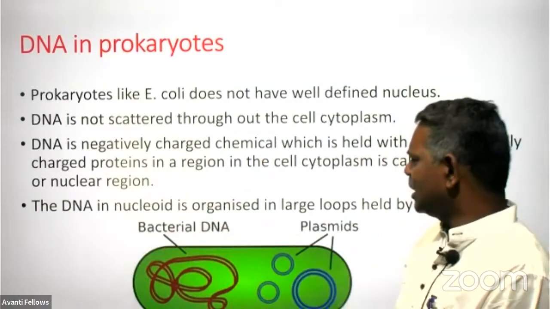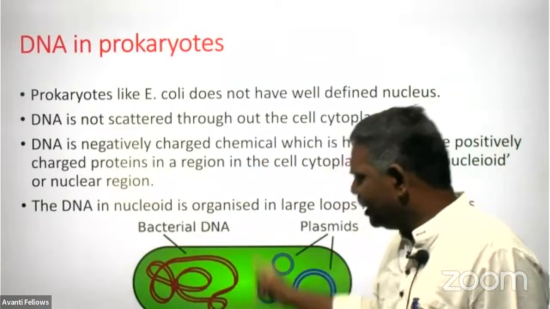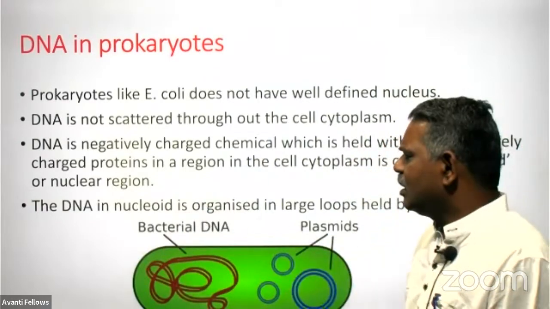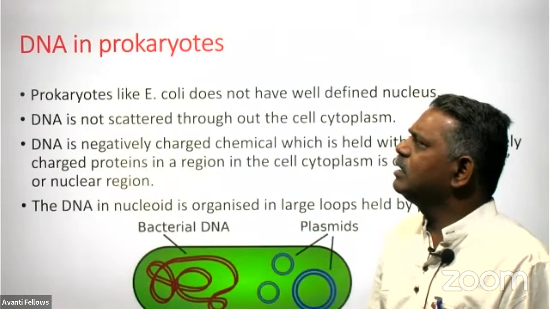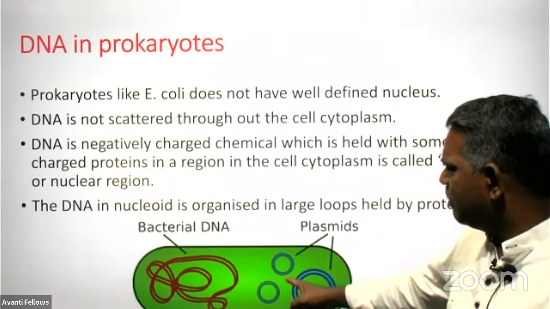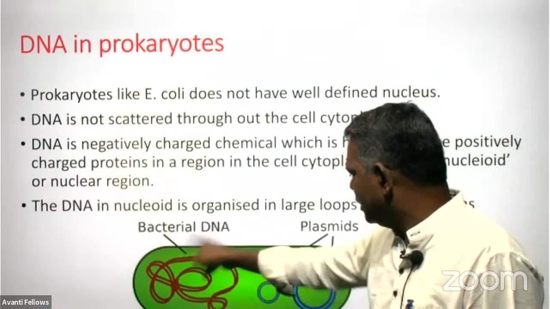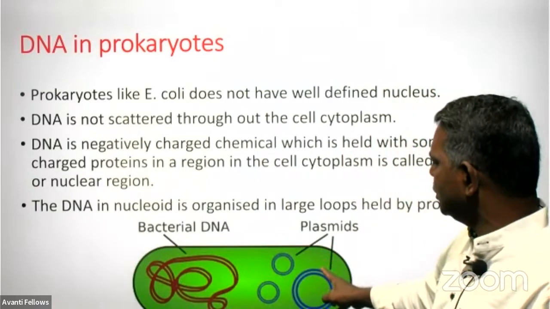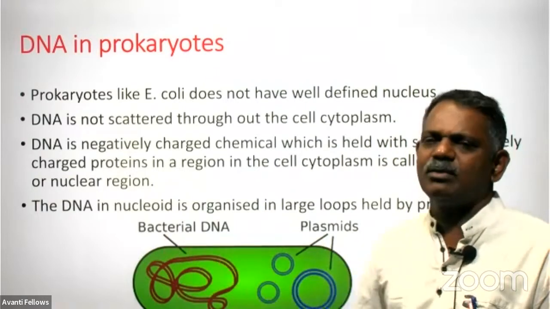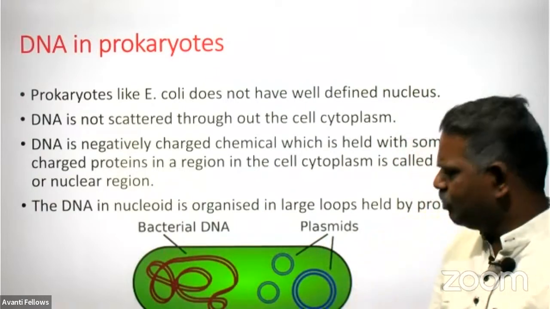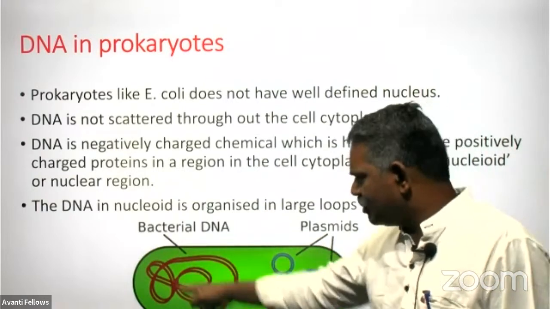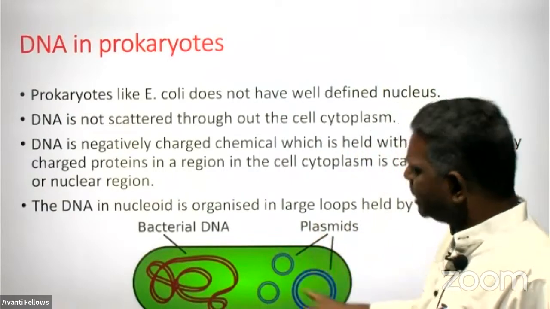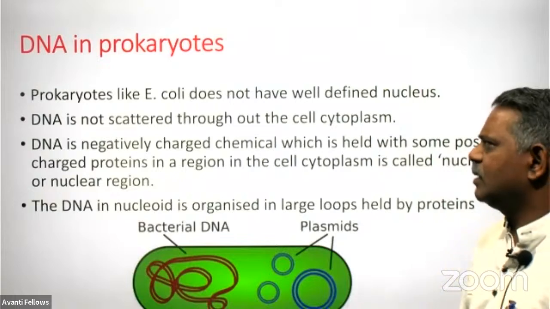It is there in the cytoplasm, not having any envelope. There is no boundary for protecting the genetic material in the case of prokaryotes like bacteria. You can find this bacterial DNA, and even the plasmid is also there in the cell cytoplasm only. Plasmid is an extra-chromosomal DNA, circular too. This chromosomal DNA is circular and very lengthy, and this plasmid is also circular DNA only.